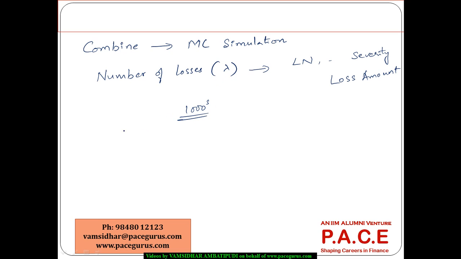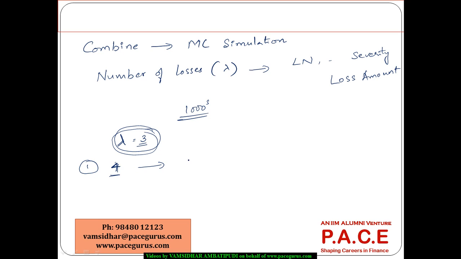Okay, let's say I'm talking about a log normal. Initially, let's say lambda is 3. Based on lambda being 3, randomly I am going to generate some number of losses. So let's say the first iteration has given me that there are 4 losses. What is lambda 3? The average number of losses. So randomly I have generated a number, and let's say I have got 4 losses.